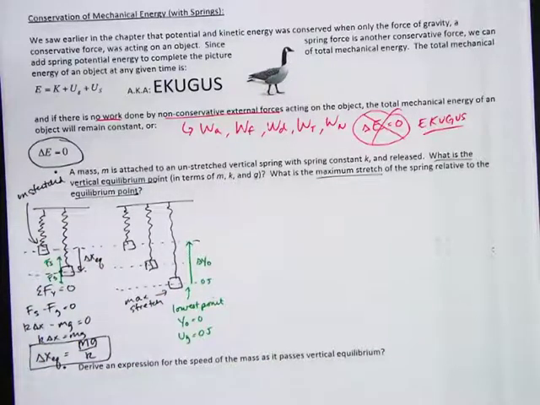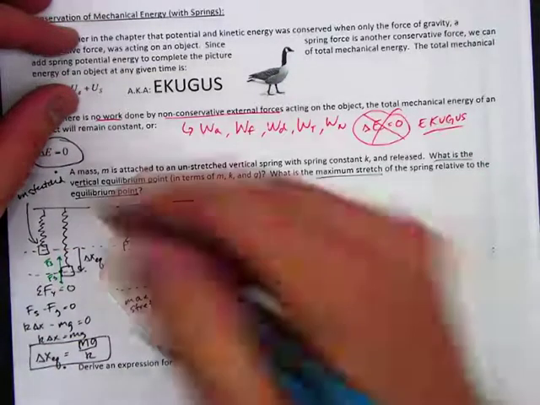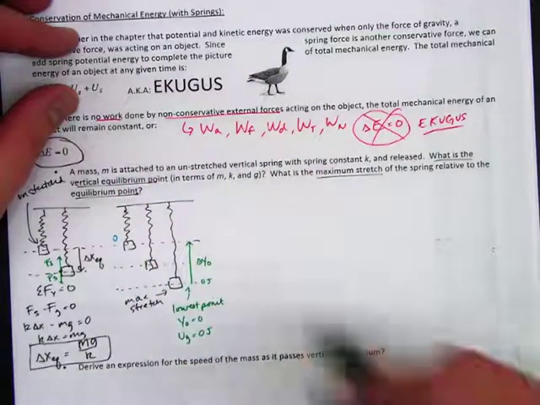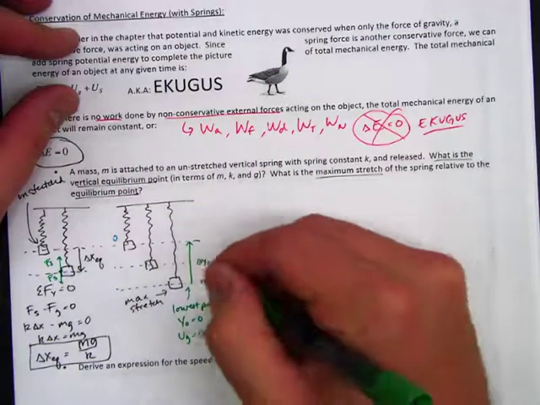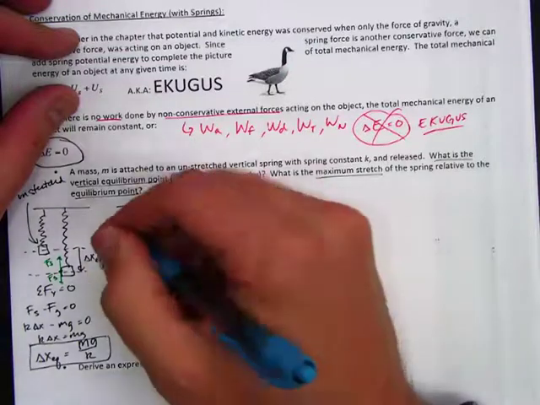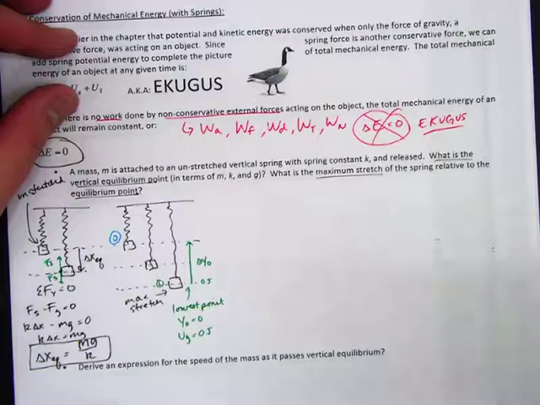Now, if we look at that, let me call this position 0. This is my initial point. We'll call position 1 down here. This is position 0, I'll circle it. And this will be equilibrium in here.